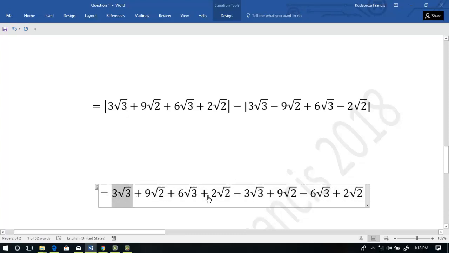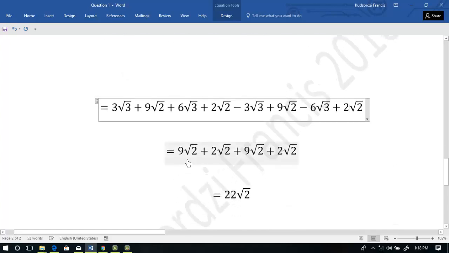This will cater for this. So you get 0 there. It also caters for this. You get 0 there. So we are left with this 9 root 2, 9 root 2, then 2 root 2, then 9 root 2, then 2 root 2. And that will give us 9 root 2 plus 2 root 2. And when you simplify this, we get 22 root 2.